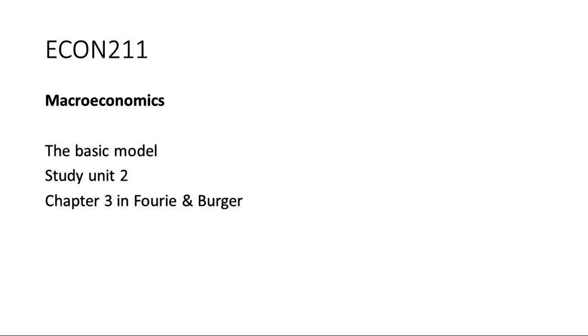We are busy with the basic model of the macroeconomy in Study Unit 2, Chapter 3 of Fourie and Burger. This is video number 6 out of 10 covering content from Chapter 3. Now, we talked about linking the monetary and the real sectors, and we had a little example of a change in monetary policy and how that feeds through from the monetary sector to the real sector through interest rates and investment. I briefly introduced what would happen if there's a change in government spending, and we talked about the crowding out effect. Now we'll go into it in a bit more detail.